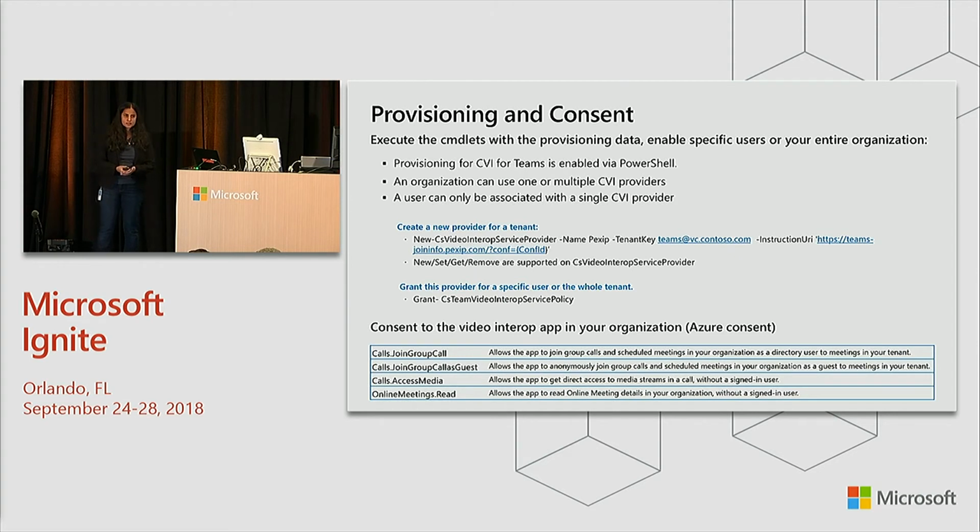Provisioning and consent. You've planned, you've configured. Now how do you provision it? Provisioning CVI is actually very, very simple. As a tenant admin, all you need to do is run a handful of commandlets. I'll walk you through them in a few minutes. Run a handful of commandlets, put in the configuration that your partner has given.